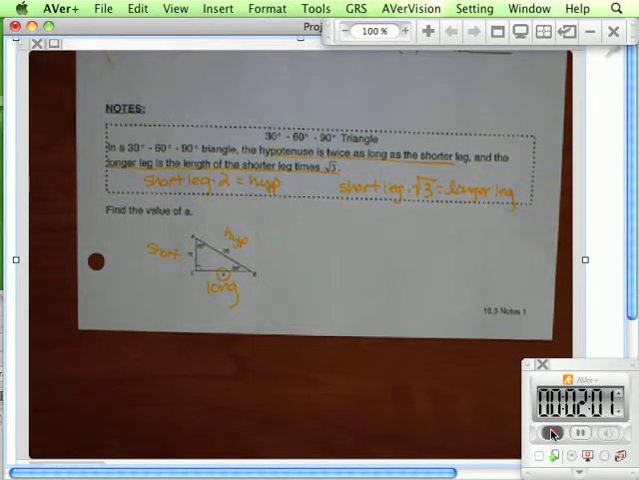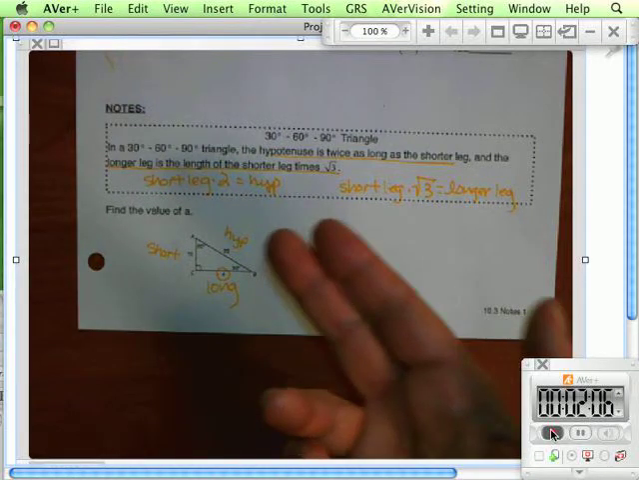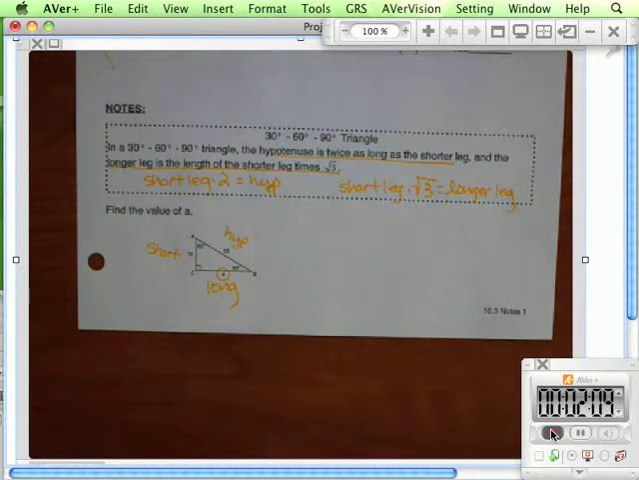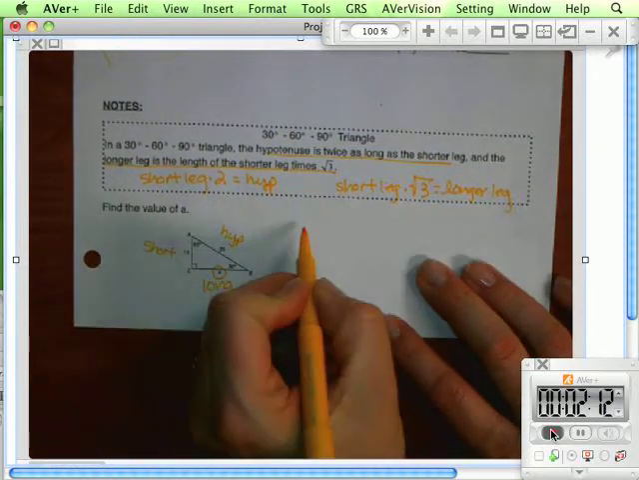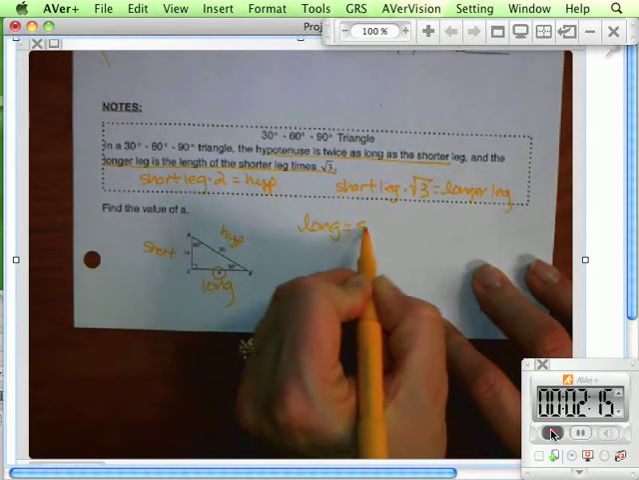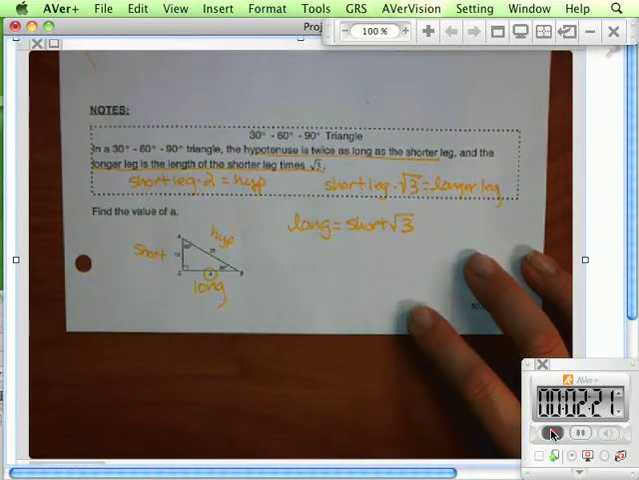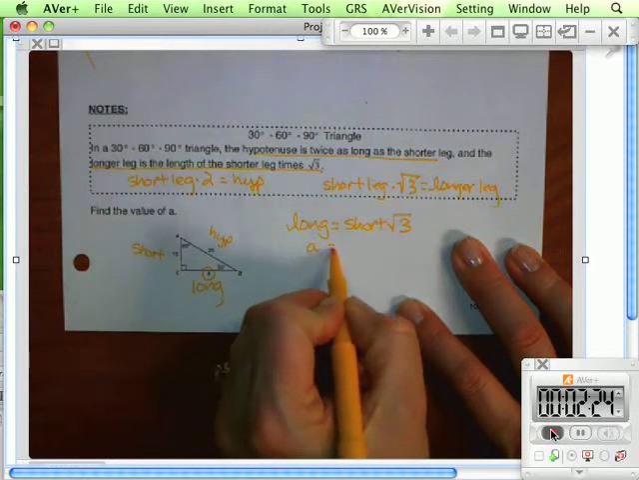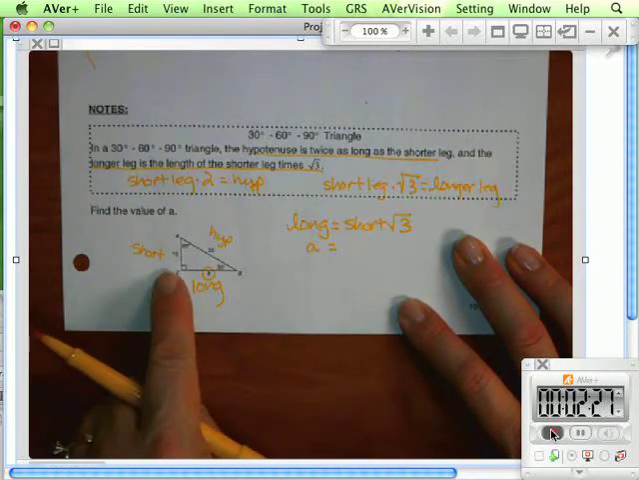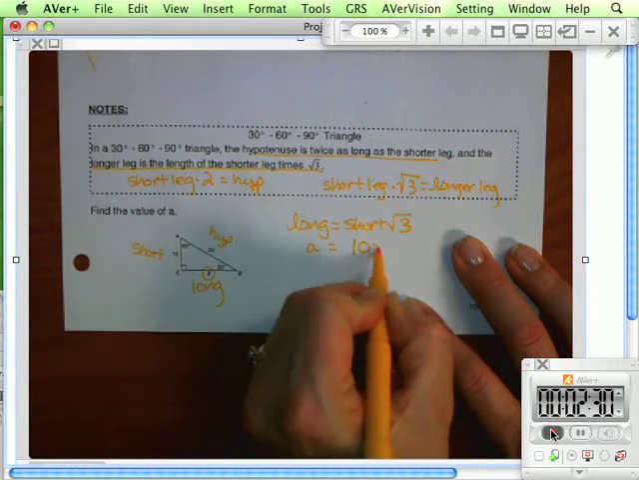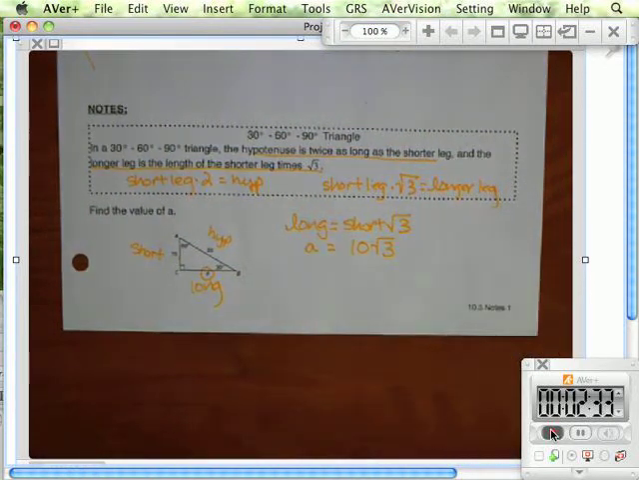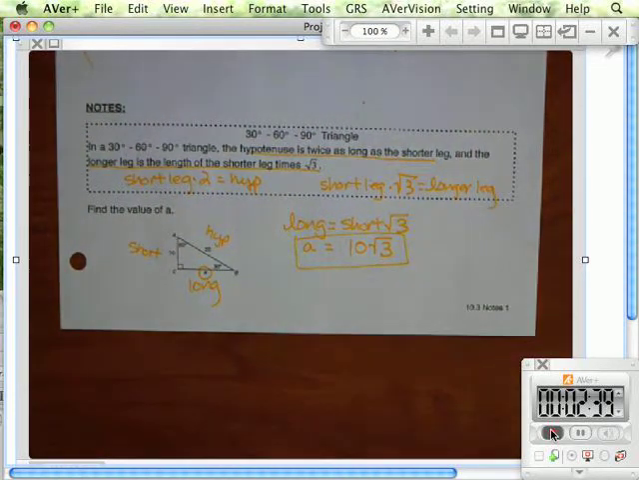So they gave me the short leg. I'm looking for the long leg. Which equation should I use? That one or that one? Yeah, I need this one. I'm going to abbreviate a bit. Long equals short times the square root of 3. I don't know the long, it's A. What's my short? 10 times the square root of 3. It didn't give me any directions about rounding, so let's just leave it like this. We're done. Can't simplify it any further.